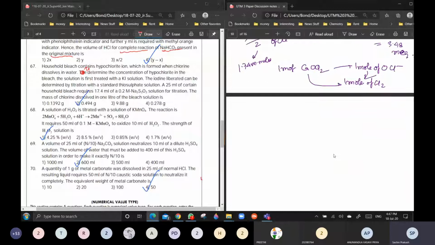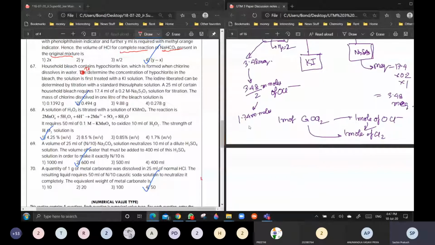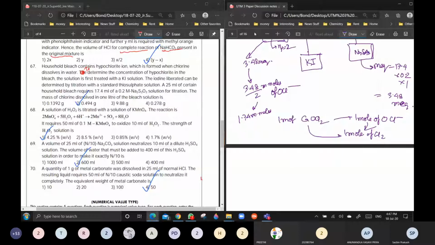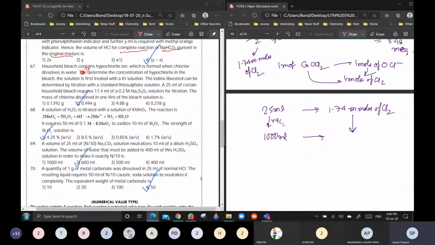Okay. So you see, I am having 1.74 millimoles of Cl2. Now you see, 25 ml of the sample contains 1.74 millimoles of Cl2. So 1000 ml, which is 1 liter, will contain how much of Cl2? You're multiplying by 40 here, so 1.74 into 40 millimoles of Cl2. Now I can convert it into moles, 1.74 into 40.